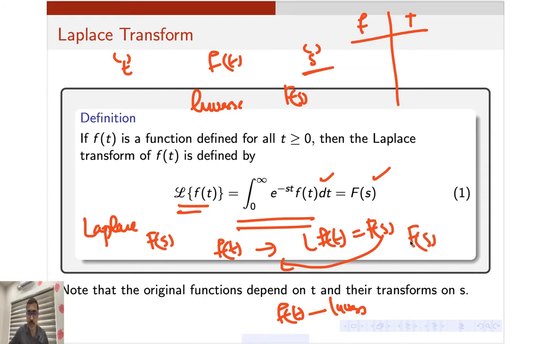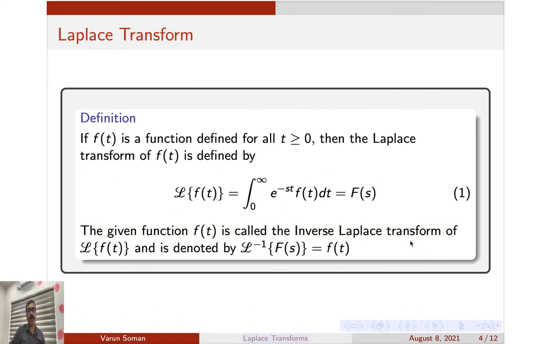Okay, I hope this is clear. So one more thing, the capital F of s is the Laplace transform of f of t, and conversely, the small f of t is the inverse Laplace transform of capital F of s. Okay, I hope it is clear. So the given function f of t is called the inverse Laplace transform of L of f of t, or our F of s. And the inverse Laplace transform is usually denoted by the symbol L inverse of F of s.